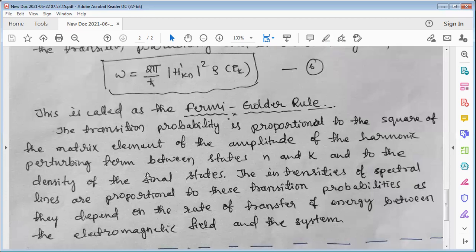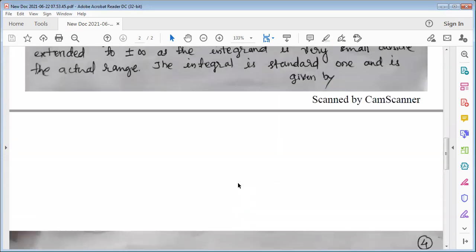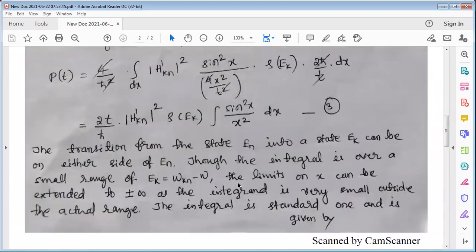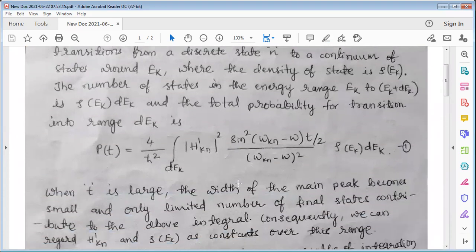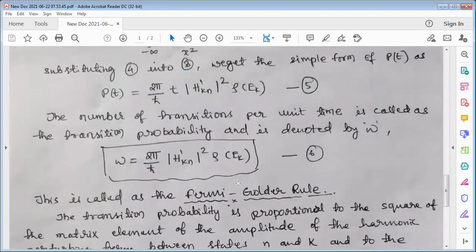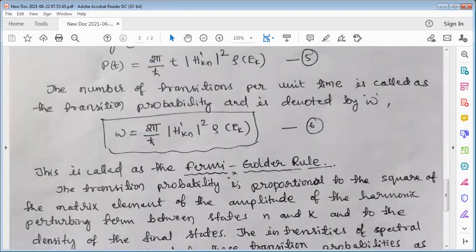The intensities of spectral lines are proportional to these transition probabilities, as they depend on the rate of transfer of energy between the electromagnetic field and the system. So this is about the transition of the system from a discrete state to a continuum, and in other words, we have derived here the Fermi golden rule of the transition probabilities.